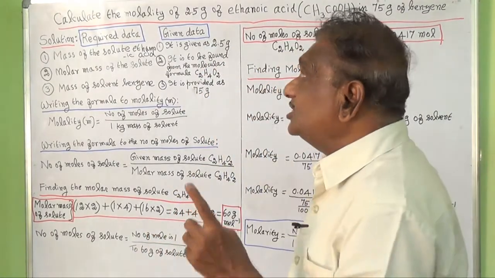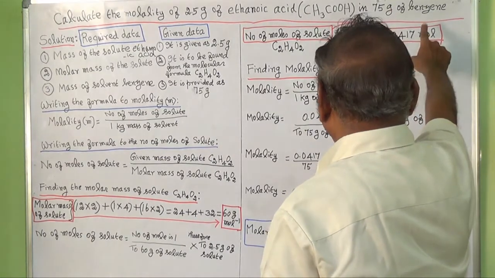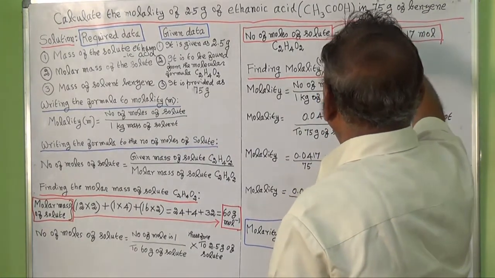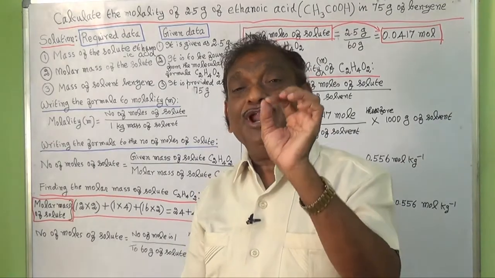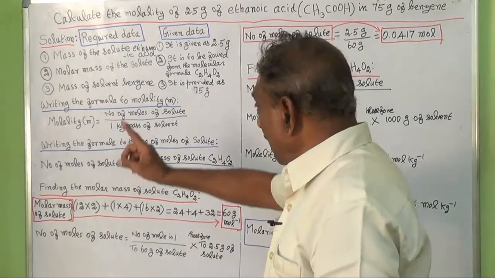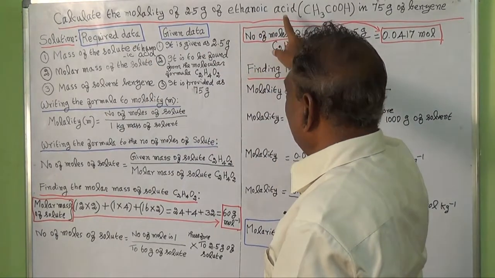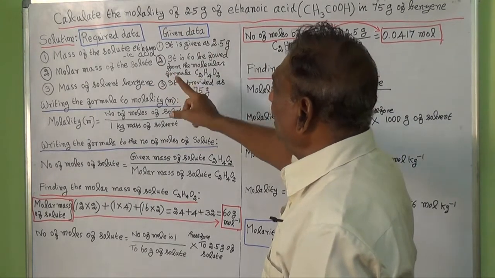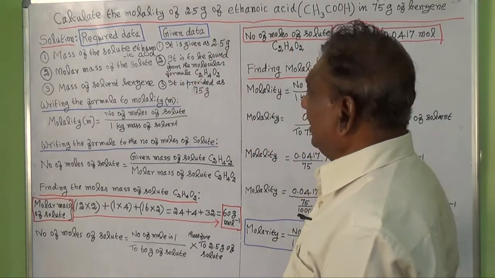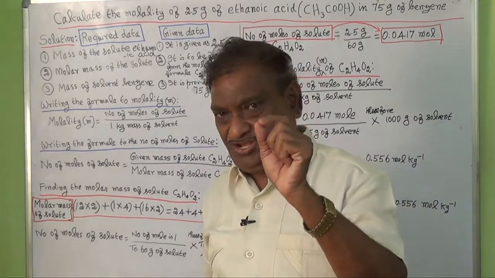Here, what is the solvent? The solvent is the benzene. The mass of the solvent is given as 75 gram. The required data are: 1. Mass of the solute ethanoic acid. Then the molar mass of the solute ethanoic acid. The third, the mass of the solvent benzene.